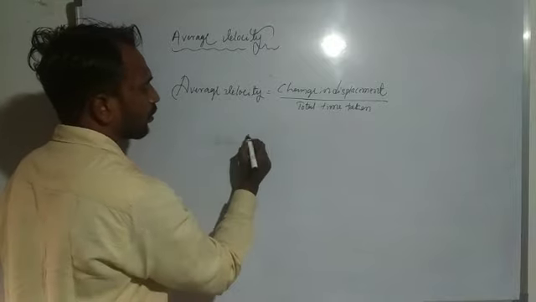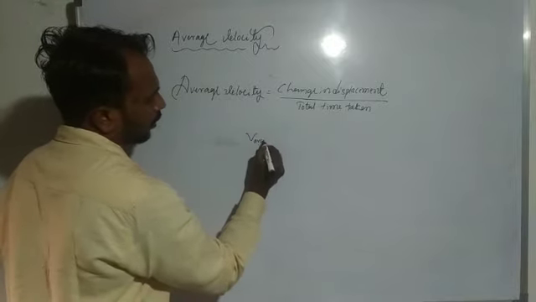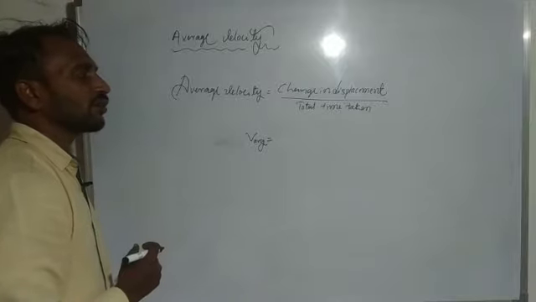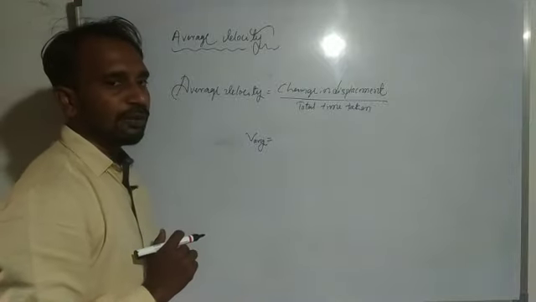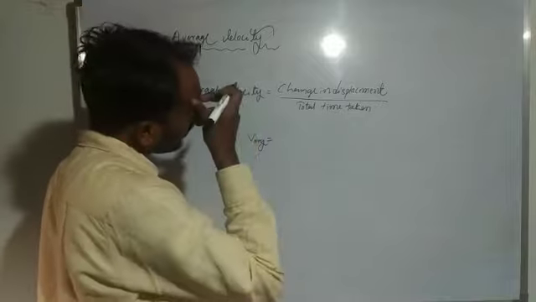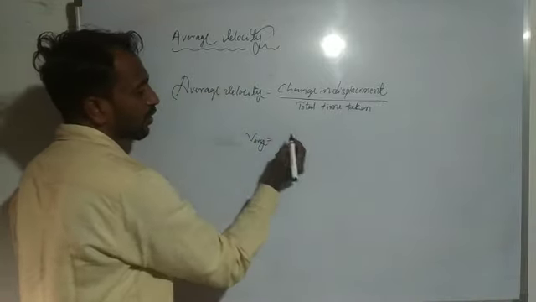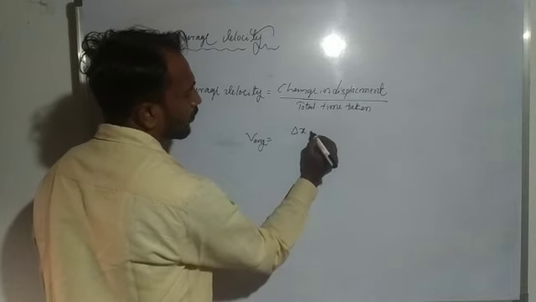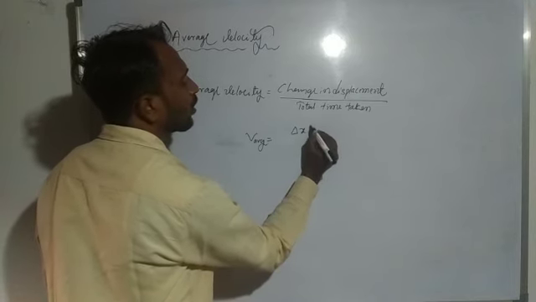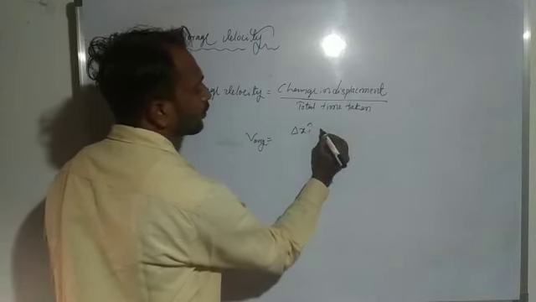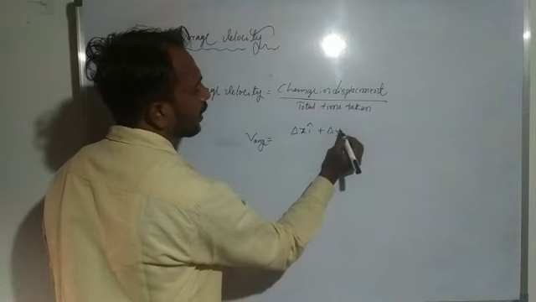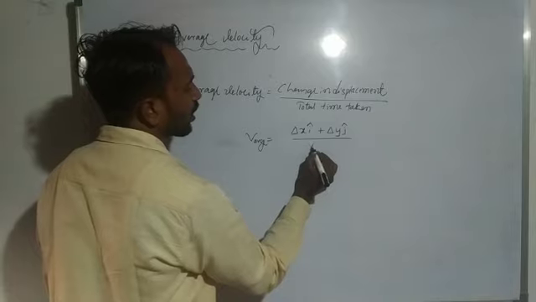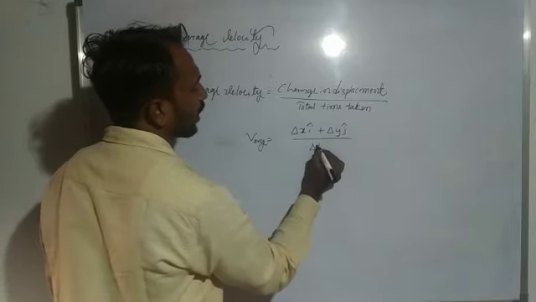Otherwise, average velocity is equal to change in displacement divided by total time taken. We already know the displacement vector value is delta x i cap plus delta y j cap, divided by total time taken, which we consider as delta t.